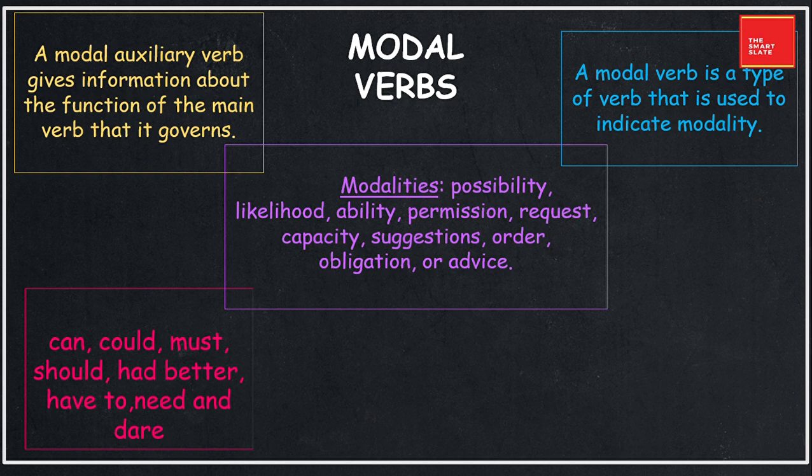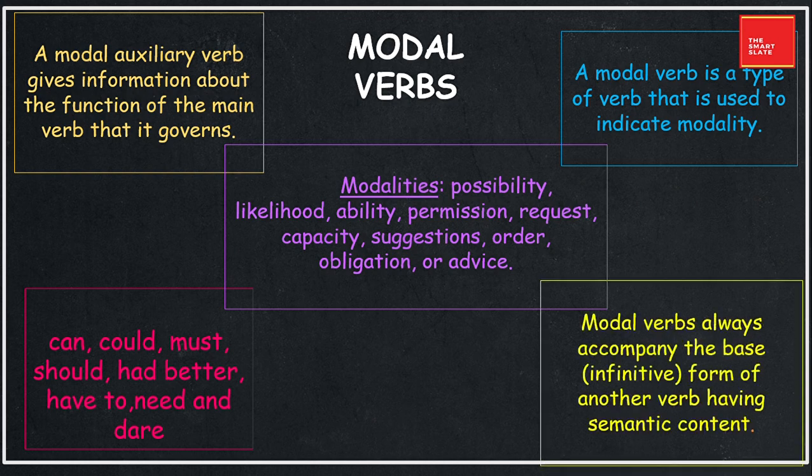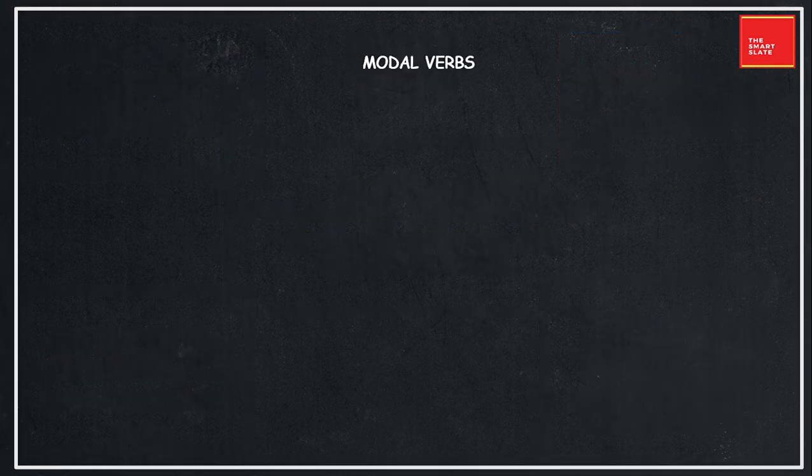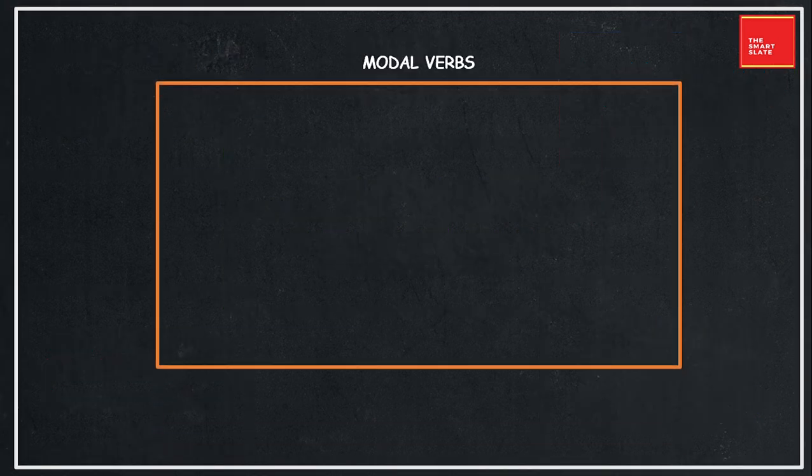Can is the modal verb which shows the possibility that yes, there are chances that you can go good or go bad. So modal verbs usually accompany the base form, that is the infinitive form, of any other verb having the same relationship with the content, that is semantic content. We'll understand it with the help of an example.